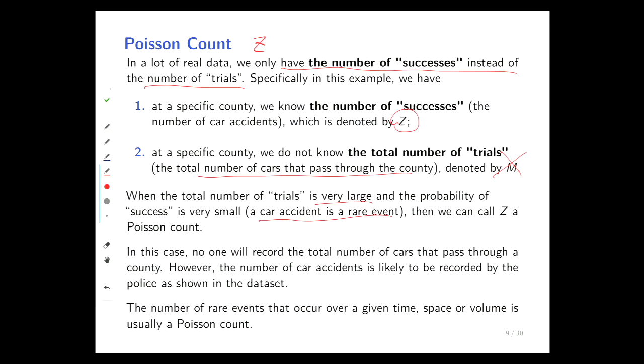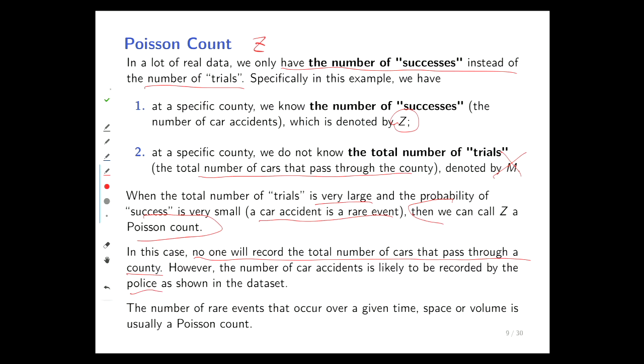If we have this kind of situation, we can call that a Poisson count. If we have these two conditions satisfied, we will call a number or a count a Poisson count. And obviously, no one will record the total number of cars that pass through a county. I think that's reasonable. You can imagine no one will record the total number of cars that pass through ANU, right? But the police will record the total number of accidents. That's usually the case. We record Z, but we do not record M.